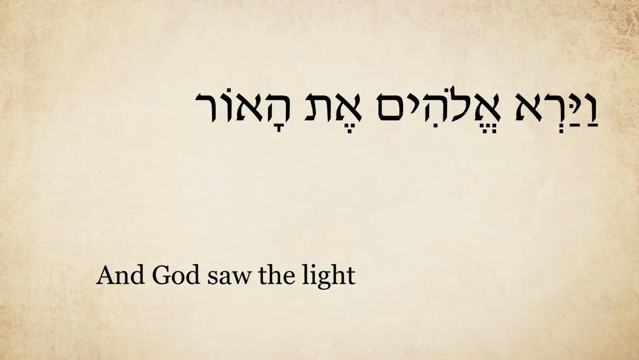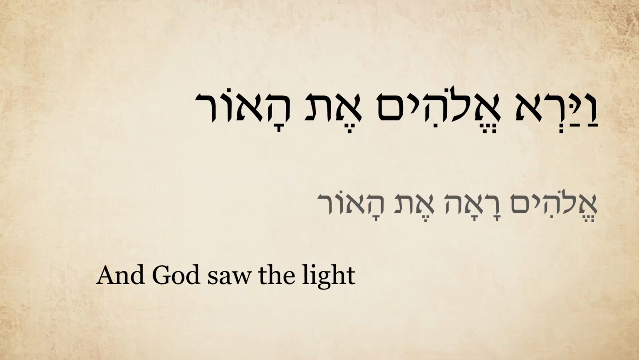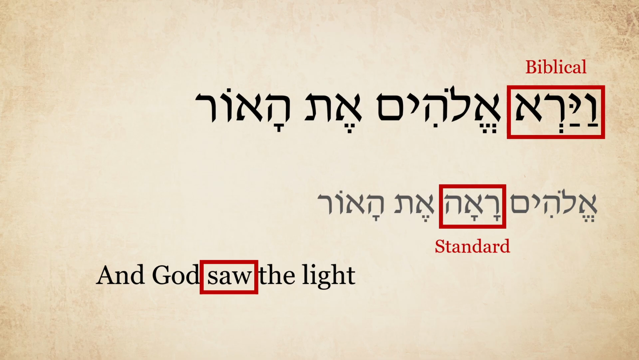The beginning of the sentence largely follows the regular structure. VaYar Elohim et ha'or. In ordinary speech or writing, we'll probably say Elohim ra'a et ha'or, which is basically similar to the original other than switching the verb and the subject. The verb is also changed to the standard past tense.